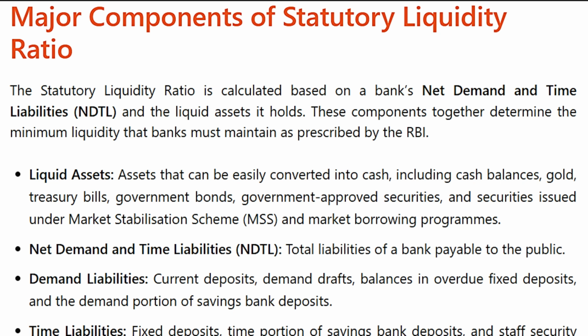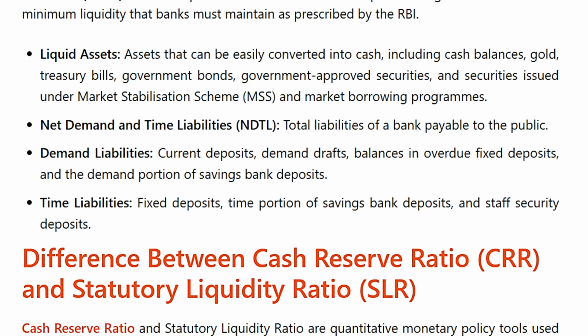Net demand and time liabilities. Total liabilities of a bank payable to the public. Demand liabilities: current deposits, demand draft balances, overdue fixed deposits, and the demand portion of saving bank deposits. Time liabilities: fixed deposits, the time portion of saving bank deposits, and staff security deposits.